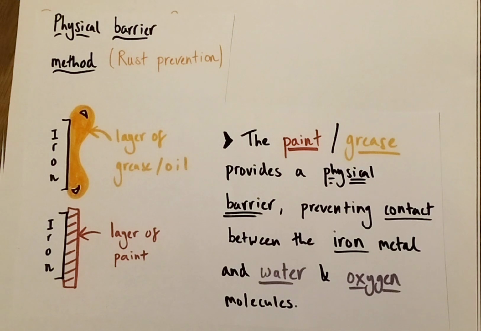But it is possible to take off the layers of grease or scratch the layer of paint, and therefore rusting can occur if that happens. The other added advantage of using grease or oil as a physical barrier method is it also is a lubricant and therefore will help metal moving parts to move over each other with less friction, and therefore could be useful in moving parts in machinery, for example.